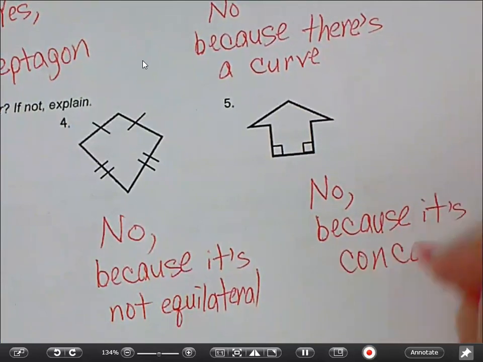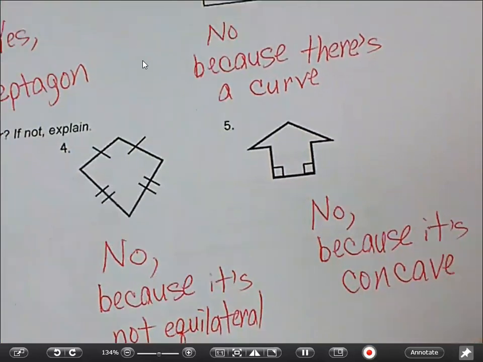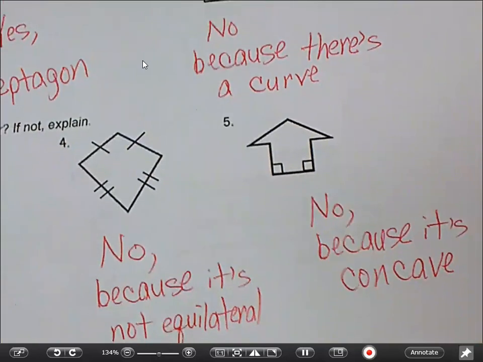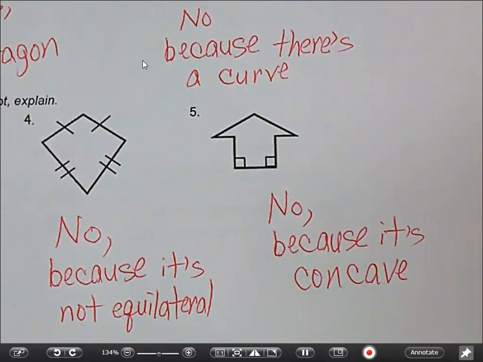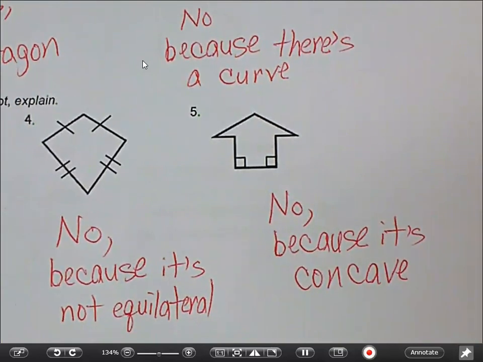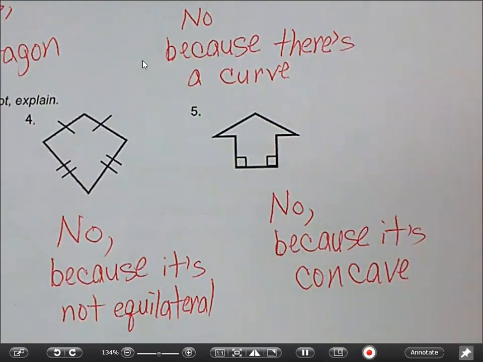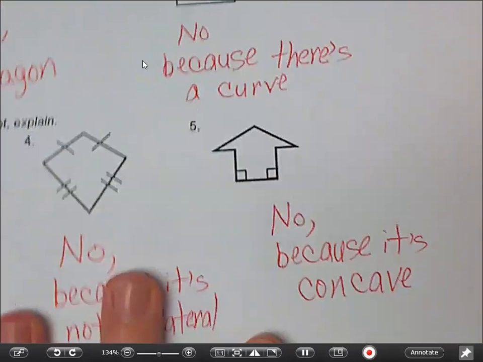It would have to be convex in order to even have a chance of being known as regular. So you could say no because it's concave, but you could also say no because it's not equilateral, or no because it's not equiangular. It has to have all those traits in order to meet that regular status. Yeah, some of them are a little trickier than others, but you guys will get the hang of it.